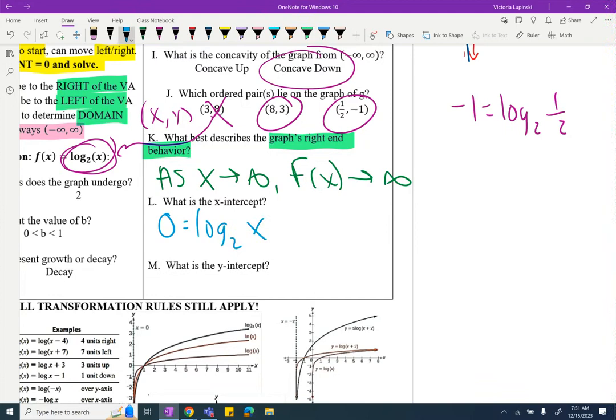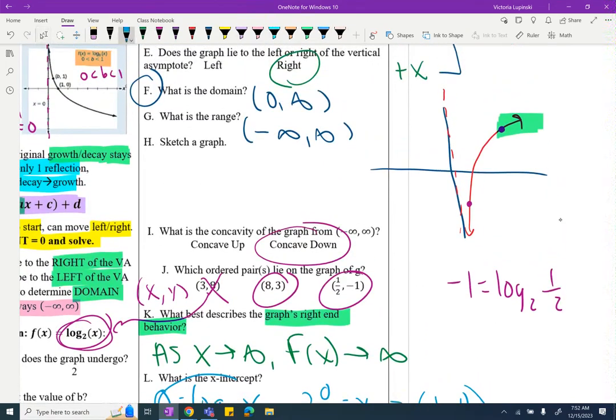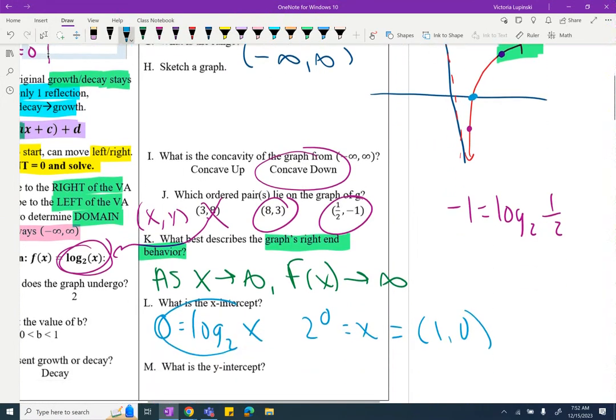So if you do the loop, 2 to the 0 equals x. What's 2 to the 0? Which means that the x-intercept is (1, 0). And if you add that to your graph, compare it to the other points, it makes perfect sense. Feel free to find those points before you sketch the graph if you want. If not, just make sure that everything agrees.